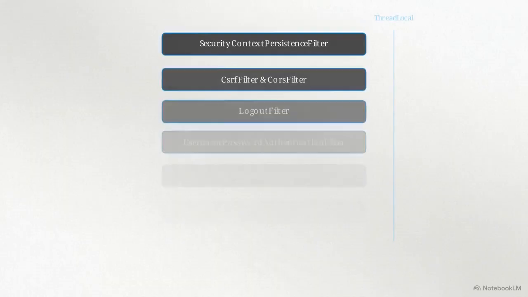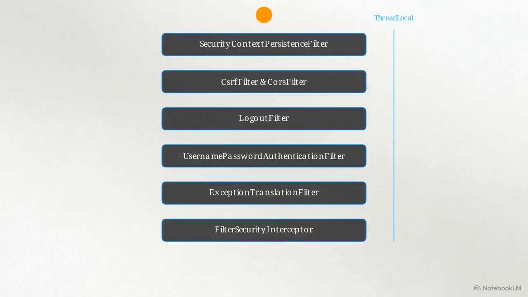This visualization displays the vertical stack of 6 discrete filter layers. An incoming request must survive this sequence. First is the security context persistence filter. It intercepts the request, loads an existing security context from a persistent store, and binds it to the active execution thread using ThreadLocal. On its way back out, this first filter must completely clear the thread context to prevent critical cross-thread data leaks.